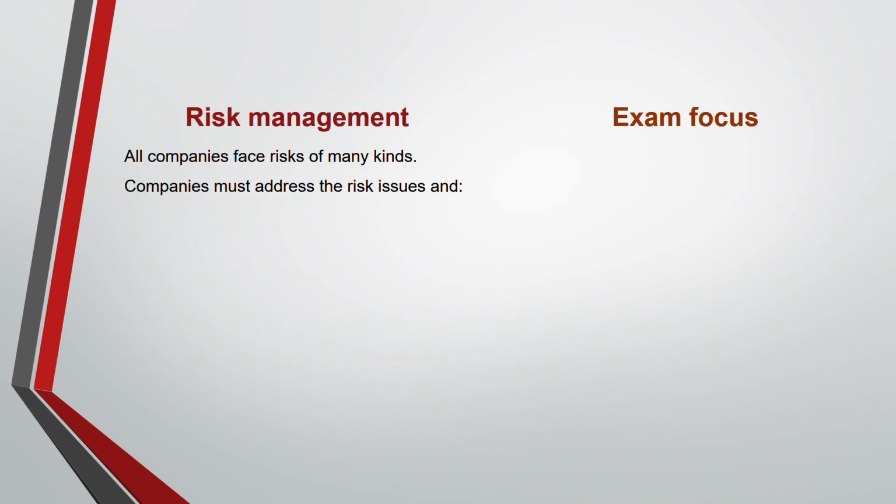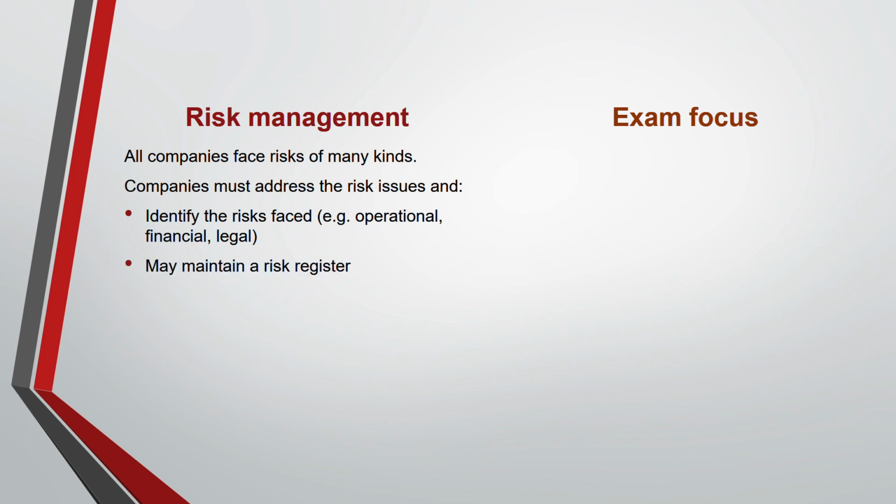Okay. Next, risk management. All companies, we know, face risk. But how does a company address those risks? They must address the risk issues. So first of all, they have to identify the risks faced. Risk could be anything: operational risk, that means day-to-day risk, financial risk or legal risk. Number two, they may maintain a risk register. You have to maintain a risk register.